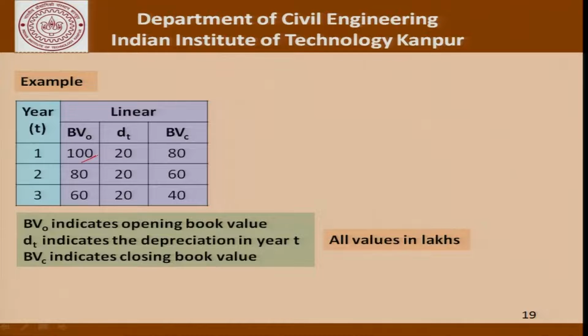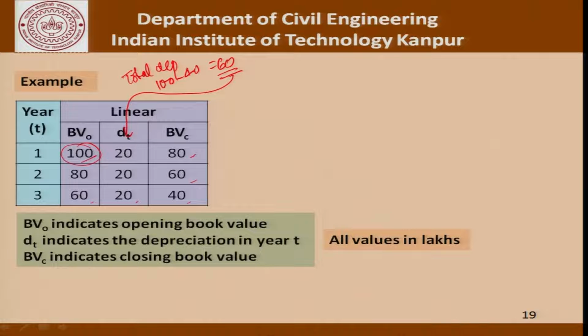As far as the linear depreciation is concerned, we begin with the book value of 100 and we know that the total depreciation is 100 minus 40 which is equal to 60, and this is what we distribute over the 3 years. So, what happens to the book value at the end of first year is 100 minus 20 which is 80, at the end of second year it is 80 minus 20 which is 60, and at the end of the third year it is 60 minus 20 which is 40.